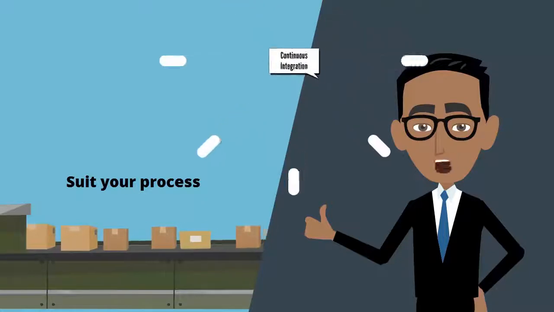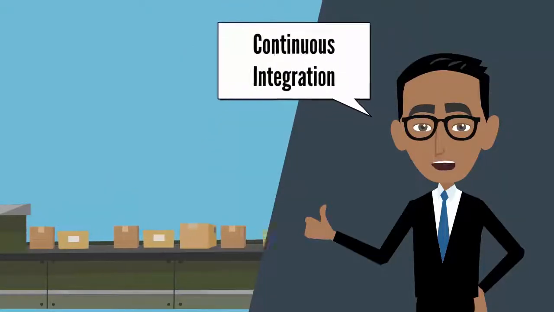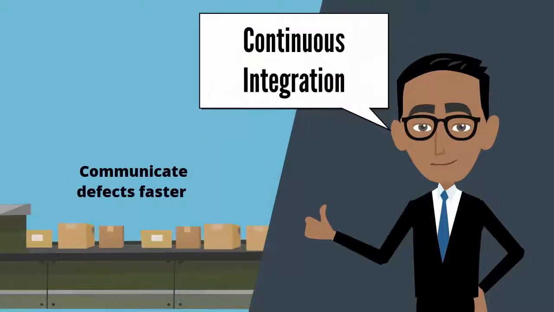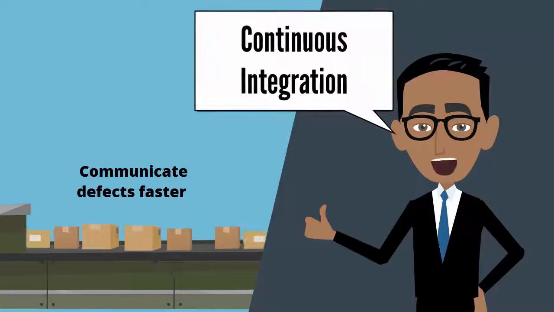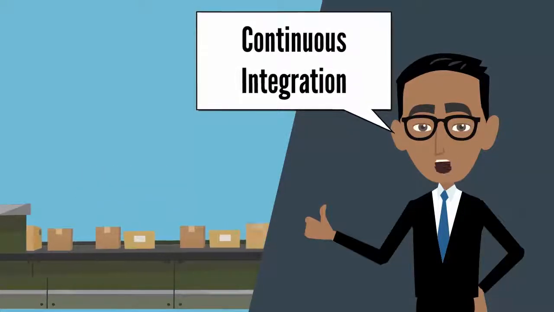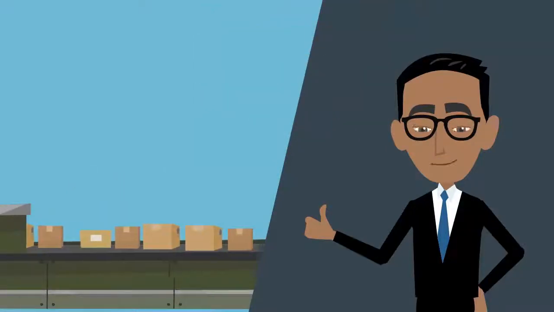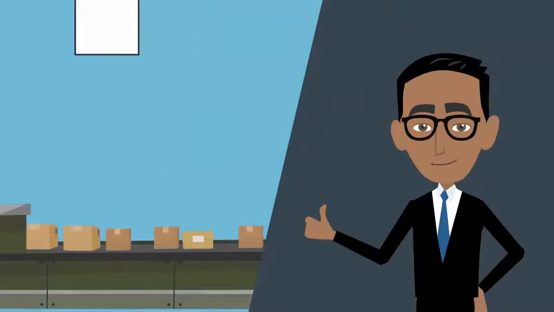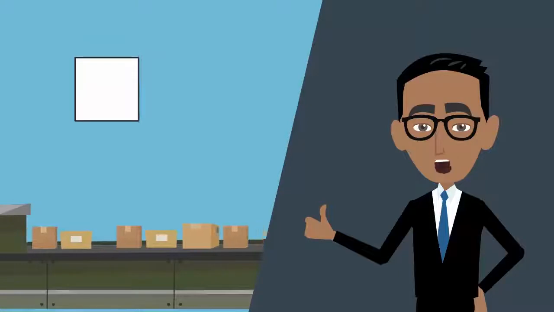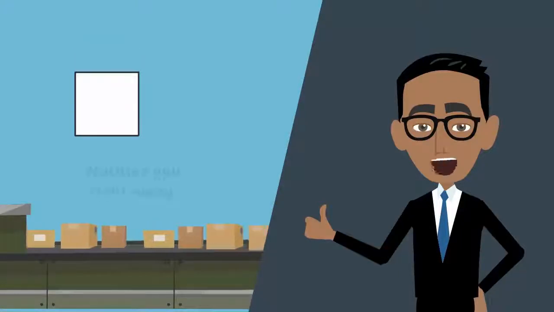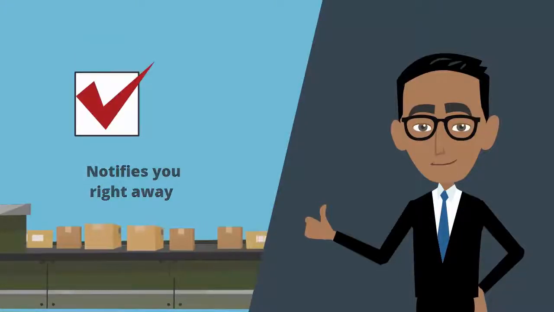Klocwork's continuous integration capability enables your organization to identify and communicate defects faster without waiting for nightly builds. By finding issues faster, you can fix problematic code earlier. As you update and commit code, the CI system triggers Klocwork analysis on a per-commit basis, integrating your changes with the rest of the code. Klocwork CI analyzes the new code and notifies you of problems right away.